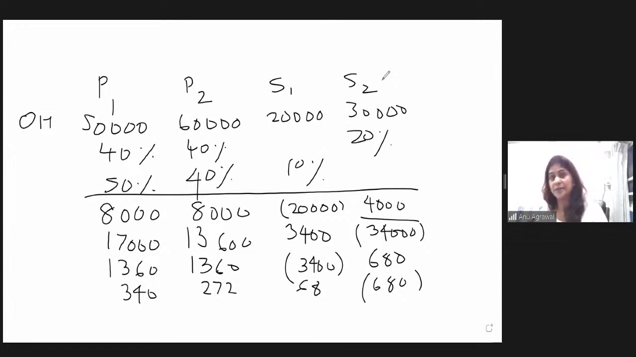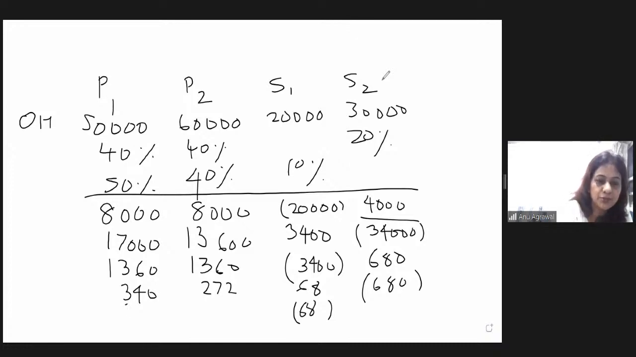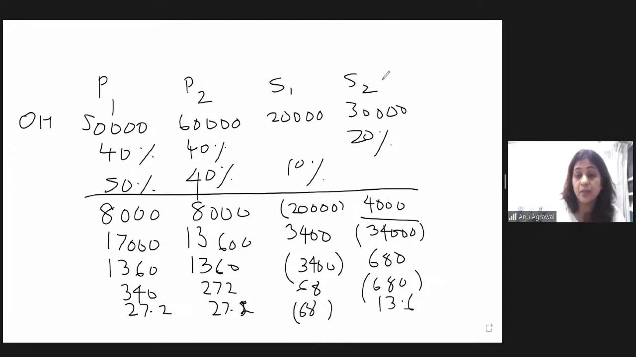Now again there's an expenditure on S1. I again divide it. Okay, so 68 into 40% is 27.2, and 13.6. Now, again, I divide this 13.6.